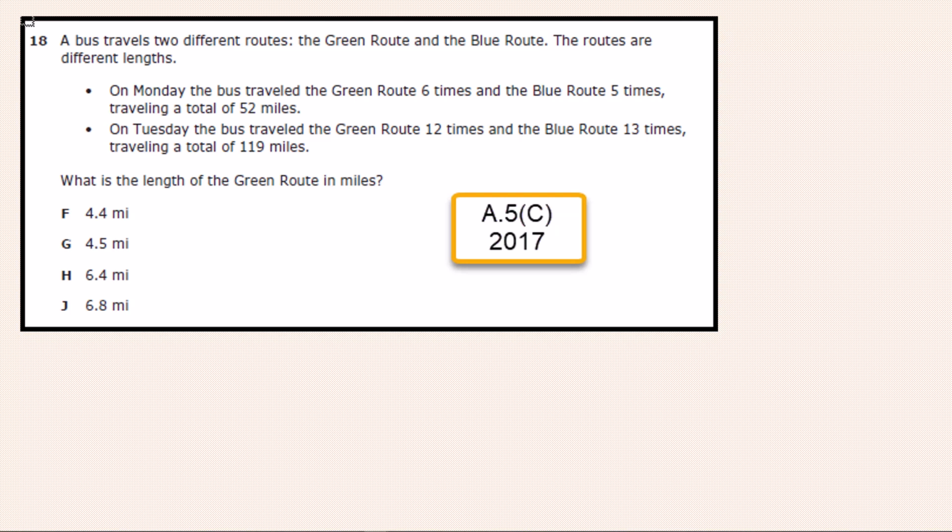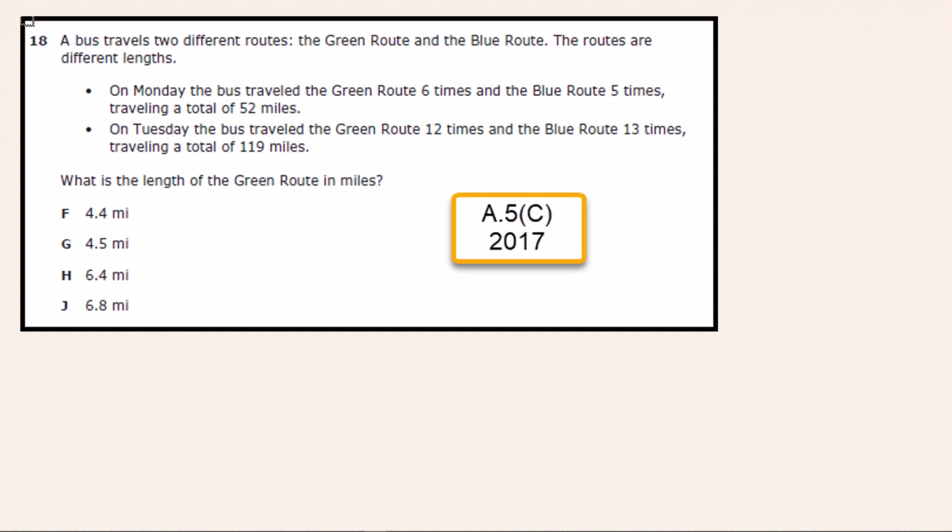In this situation, a bus travels two different routes, the green route and the blue route, each one a different length. On Monday, the bus traveled the green route 6 times and the blue route 5 times, for a total of 52 miles. On Tuesday, the bus traveled the green route 12 times and the blue route 13 times, for a total of 119 miles. The question is asking about the length of the green route.